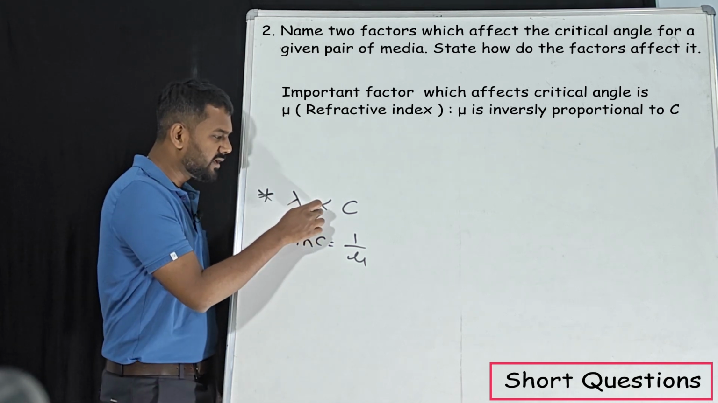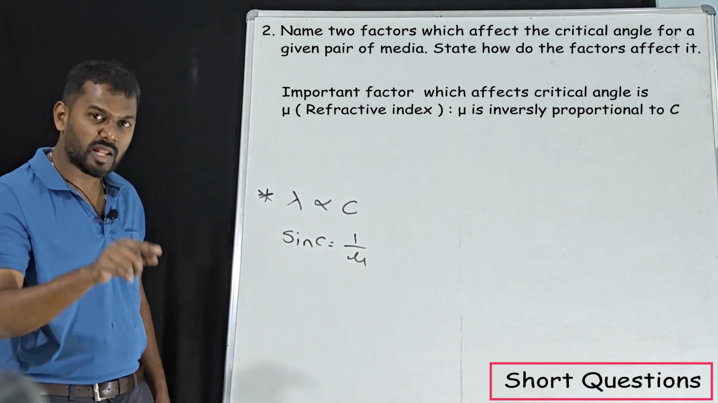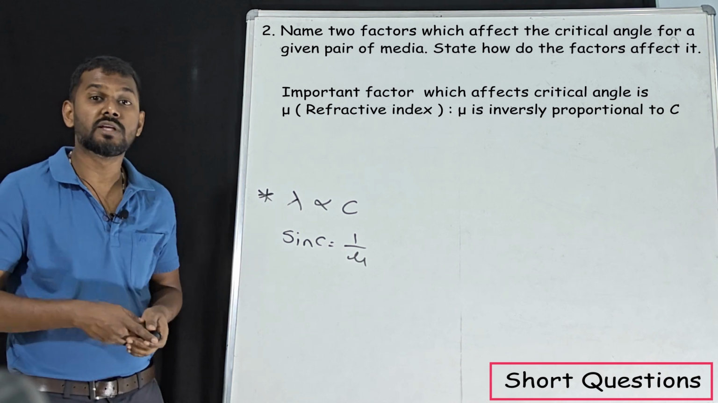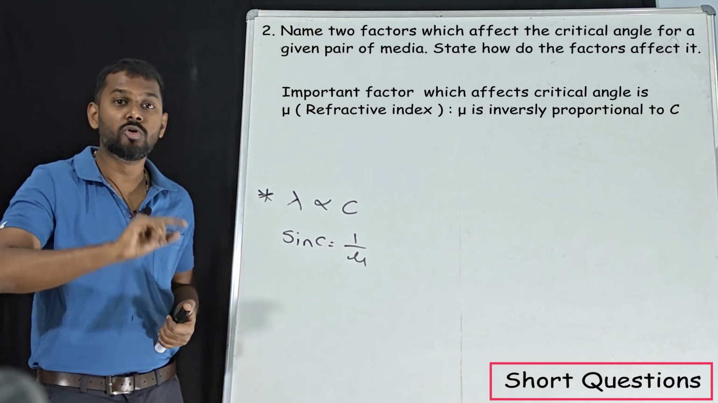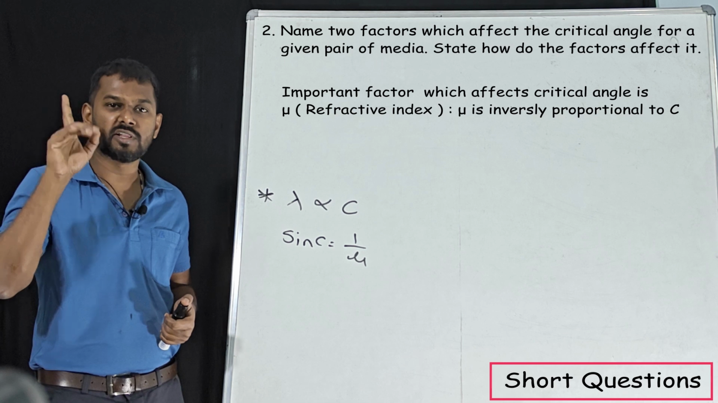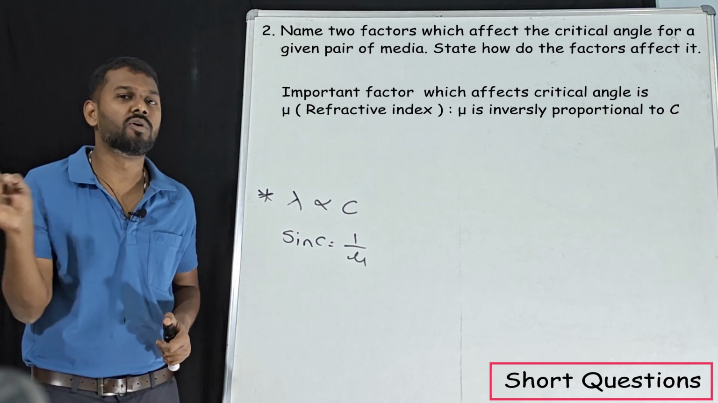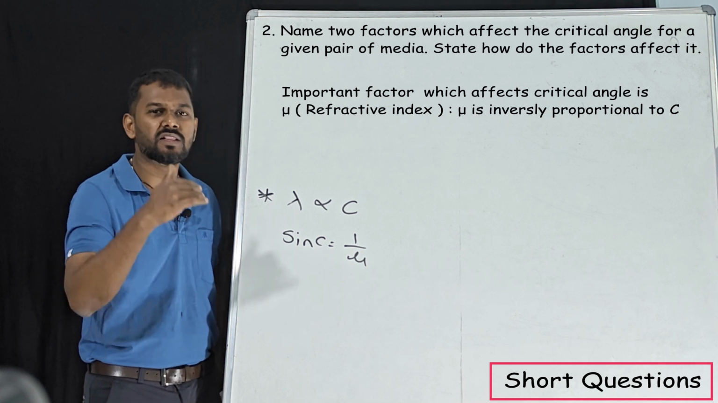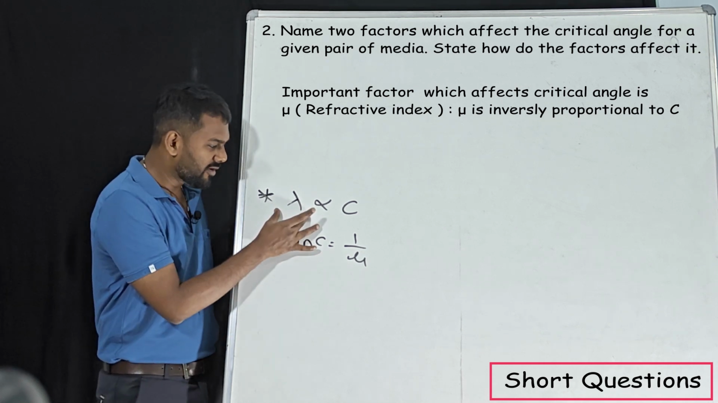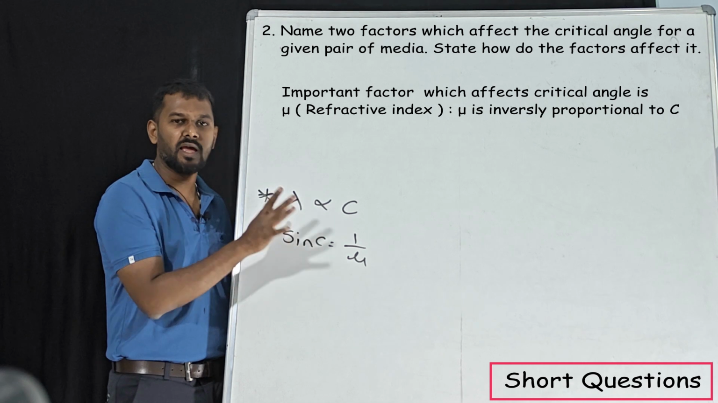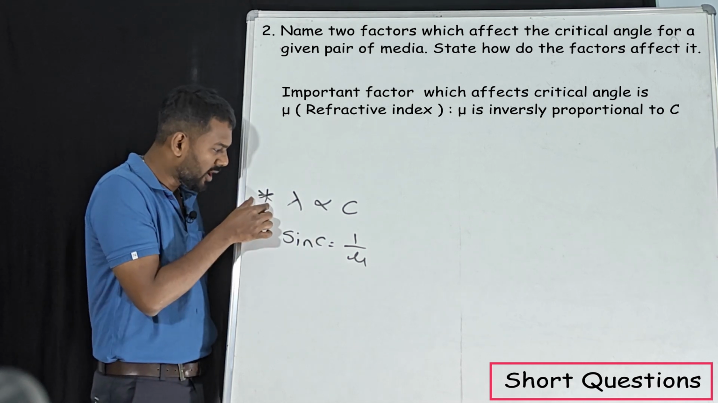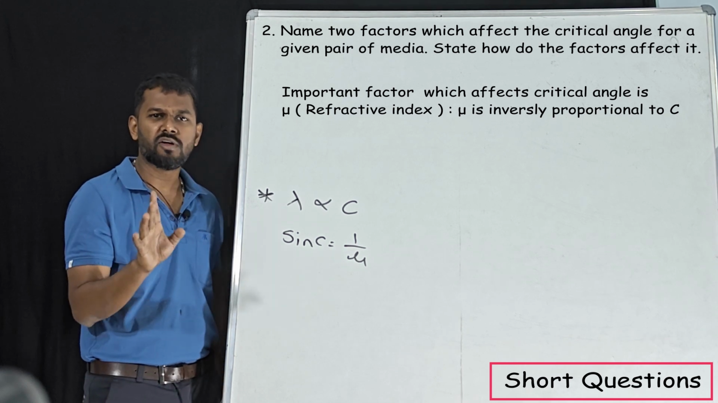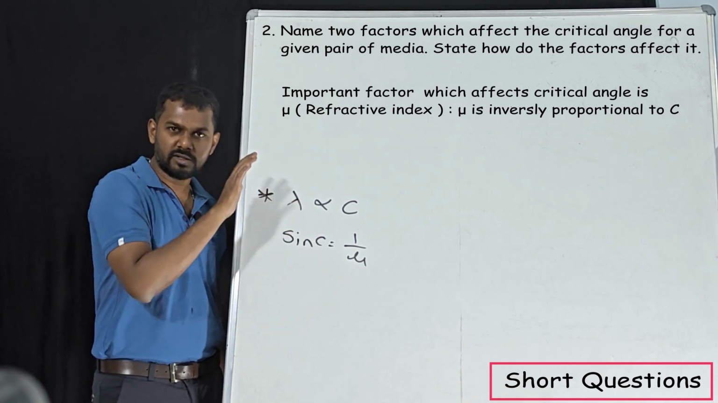Wavelength and critical angle are directly proportional. Now, they are just asking for factors, name two factors. Whenever they ask you to name, don't write how it is affecting, whether it is directly proportional or inversely proportional. They are just asking for naming. Naming means just stating the factors which will affect critical angle. Wavelength is one of the factors which will affect critical angle. What should be your answer? First point, wavelength. That's it. You should not write anything else if they are just asking for naming. First point is wavelength. Done.